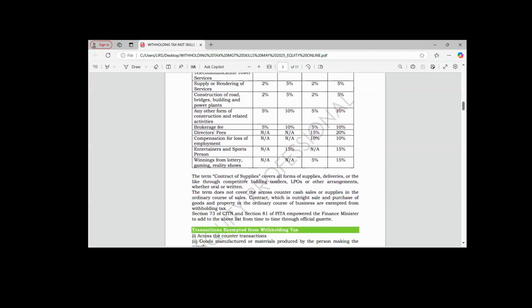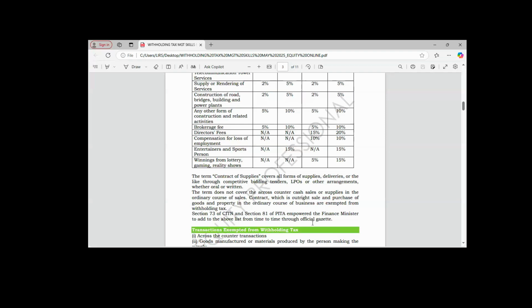So when you see any of these transactions, you are supposed to charge the applicable rates. As I mentioned earlier, these rates are not going to be provided by the examiner. So you are expected to know these rates. Please let us try and familiarize ourselves with the rates. And the law gave power to the Minister of Finance to add anything that they feel can be included in these rates.